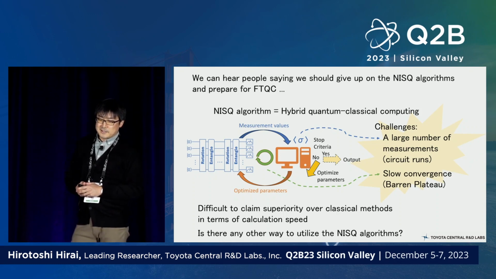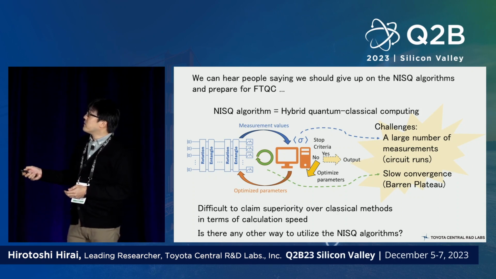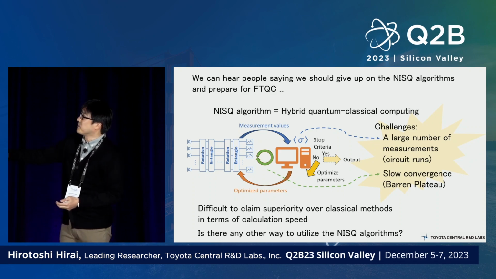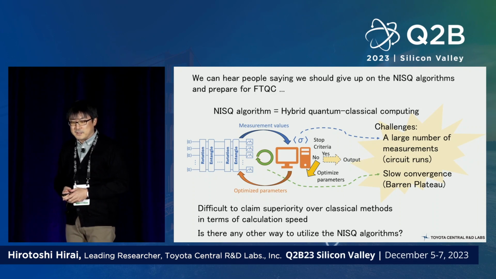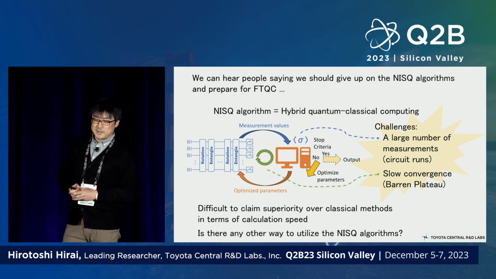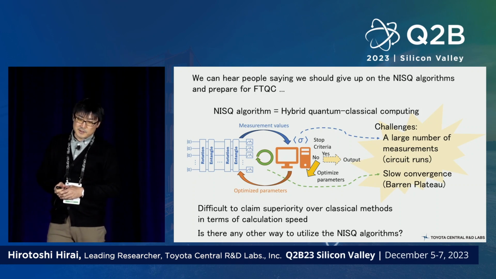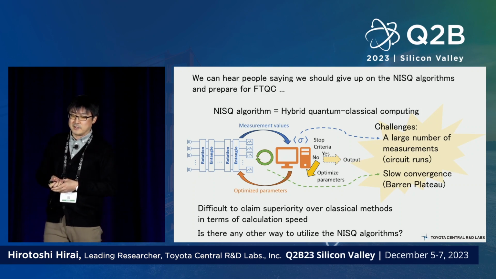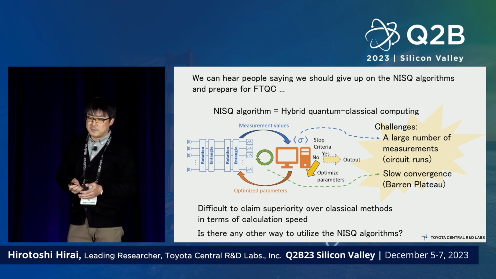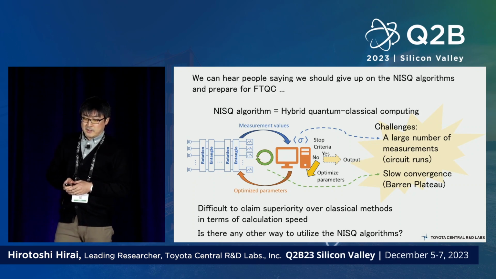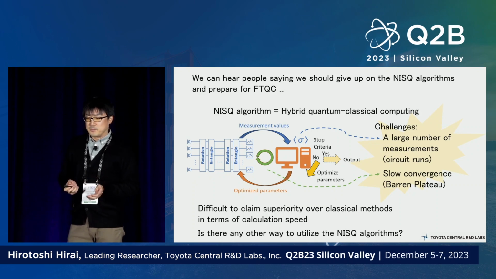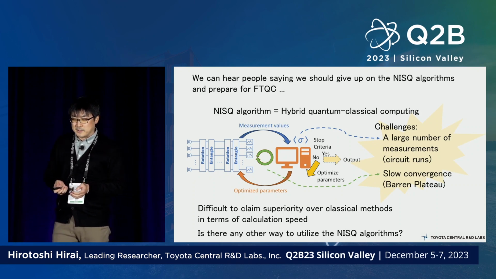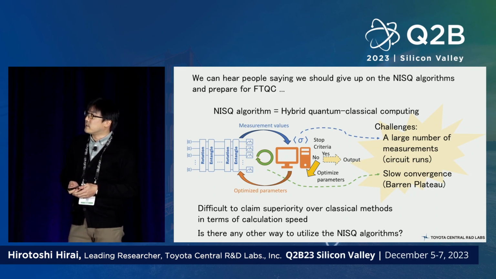The NISQ algorithm is based on hybrid quantum-classical computing, where we have to repeat execution of a quantum circuit and measurement to statistically obtain the expectation value of some observable. It's Pauli strings, and based on this output value, we update the circuit parameters, and we have to repeat this cycle until the stopping criterion is satisfied.